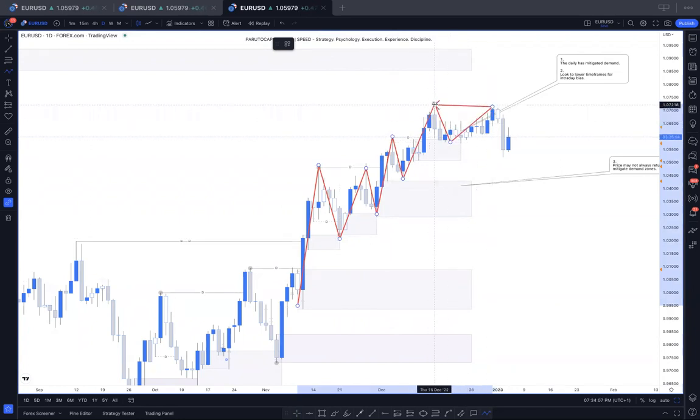Now, what has happened here? You can see that this high here refused to break this daily high here. And what has happened? The daily has now changed character here, as you can see. But this change of character is basically an internal change of character, right? And why is that an internal change of character? I'm going to explain this later on, but just have this somewhere in your mind.